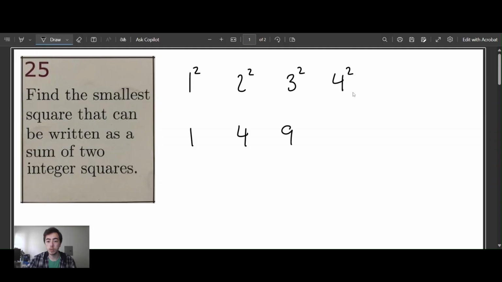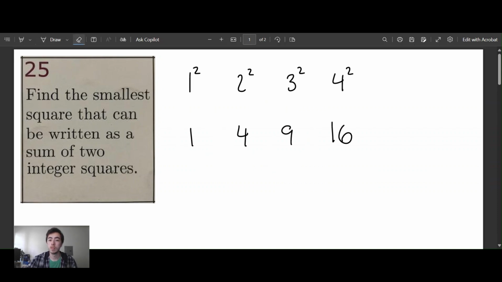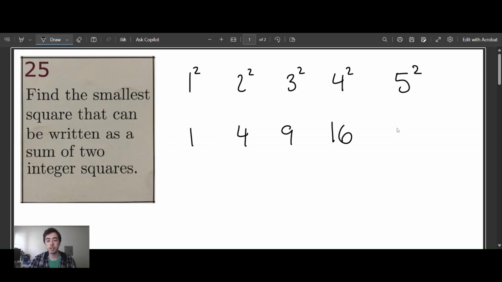With 4 squared, we get 16, and any combination of two squares that we try to use won't work. You'll maybe notice that 4 and 9 together make 13. That's too small. And then if we try using the 1, that's even smaller. So once we get to 5 squared, I believe this is going to work.